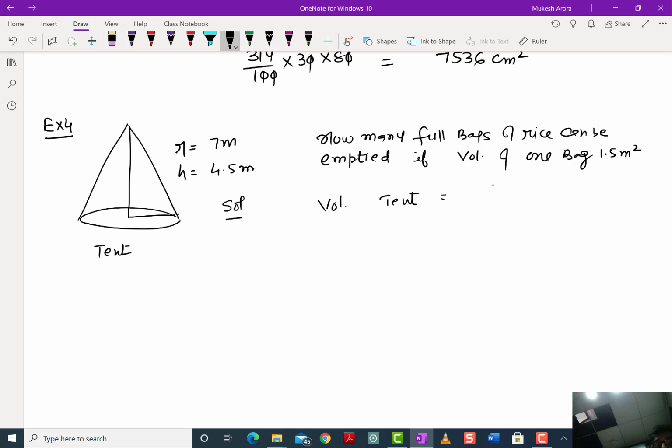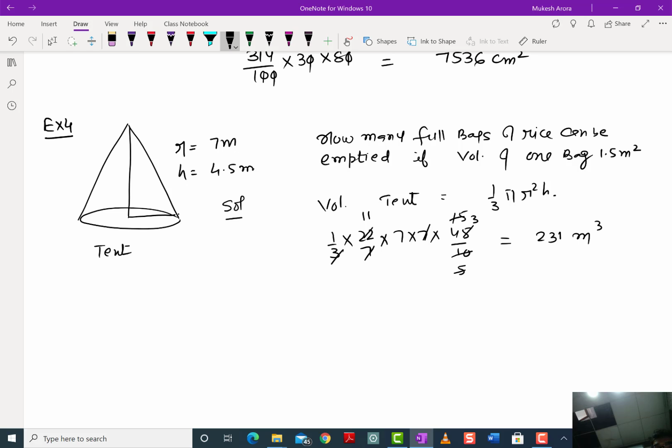Volume of tent is 1 upon 3 pi r square h. 1 upon 3 into 22 by 7 into 7 into 7 into 45 by 10, which will come to 231 meter cube. This is 7, this is 7, this is 3, this is 15, and this is 11, and this is 5, and this is 3. 21 into 11, 231. So volume of each bag is 1.5 meter cube.